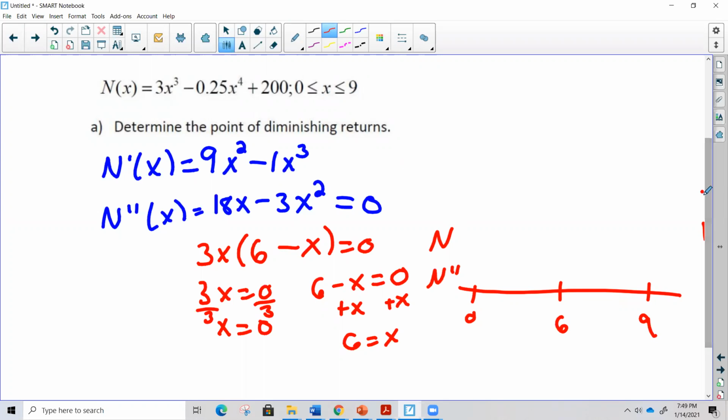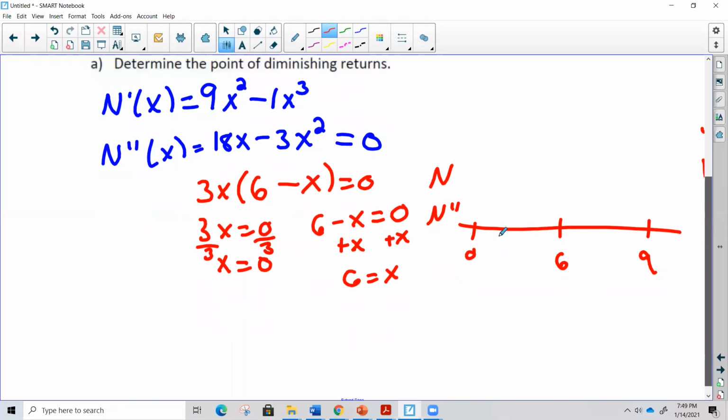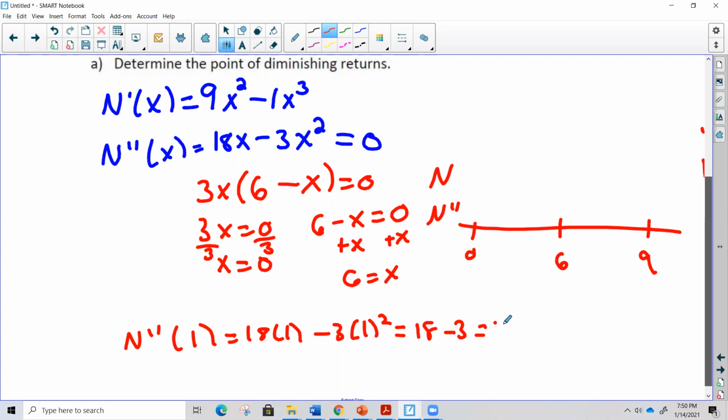So I am going to plug in a value between 0 and 6 into my second derivative to figure out the sign. So let's just do 1. You can pick any number between 0 and 6. Just make sure you're not plugging in 0 or 6. It has to be between them. Okay, so I plug it into my second derivative. 18 times 1 is 18, minus 1 squared is 1, times 3 is 3. And then 18 minus 3 is 15.